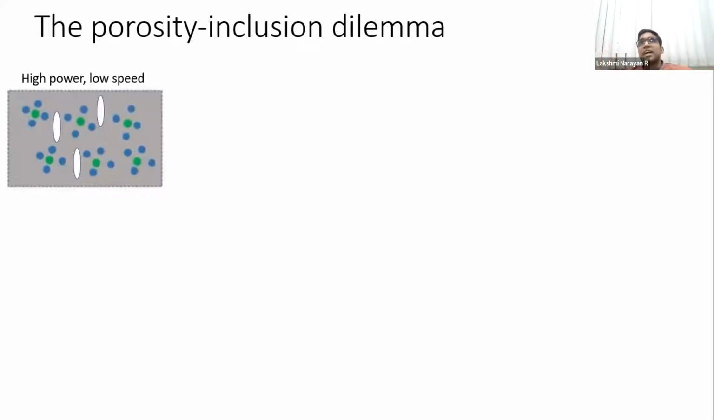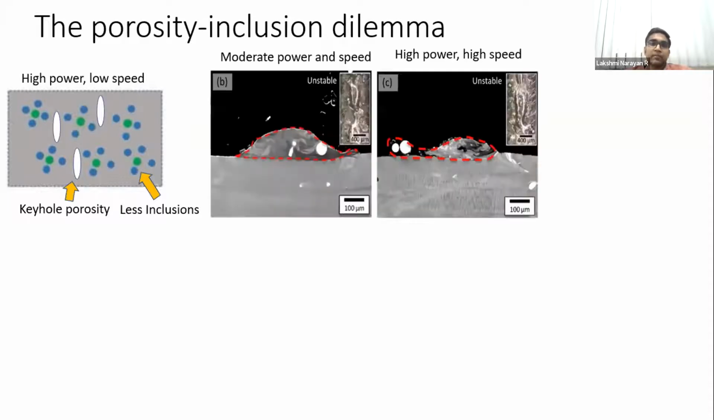Okay, so if you use very high power, it will melt the niobium surely, but if you have low speed, the keyhole is going to be very long, or you're going to have a melt pool that has a very high depth compared to its width, or a very high aspect ratio. So that will cause keyhole porosity. Of course, you will have fewer inclusions, but very high porosities when you use high power and low speed.